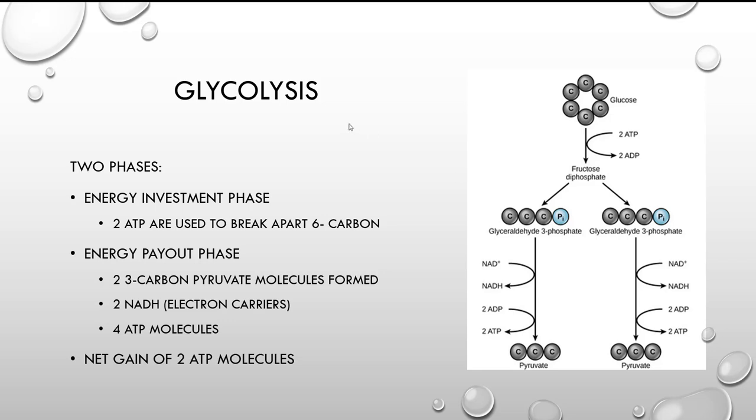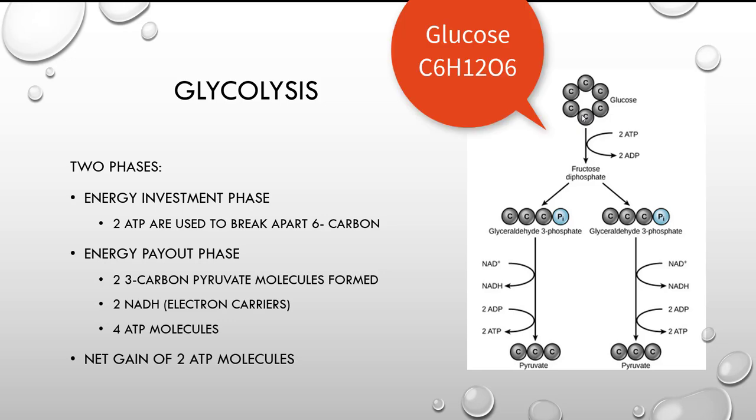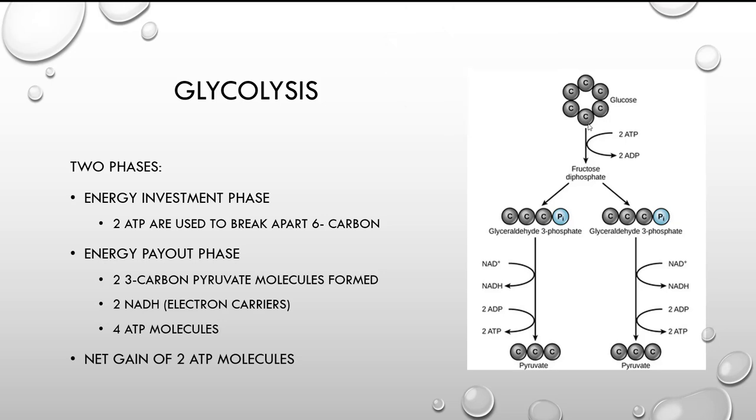Now remember, the input of cellular respiration is glucose. So here's our glucose, and remember, glucose is C6H12O6. So there are 6 carbons, right? Here are our 6 carbons. When we go into glycolysis, that energy investment phase means that we need a little bit of energy, some ATP, to break apart the glucose. So we need some energy to break these bonds.